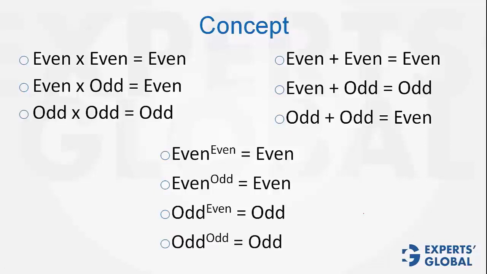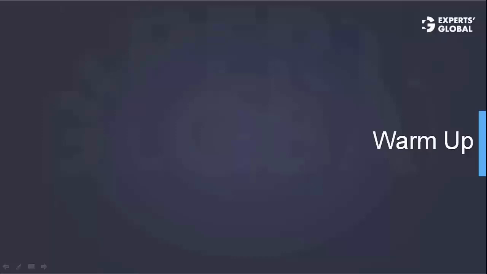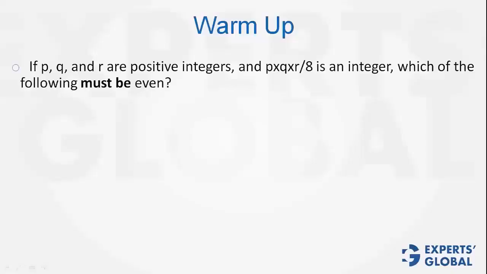A very basic concept, but some beautiful questions can be made on it. Let's warm up with some examples here. If p, q, and r are positive integers, and the product p times q times r divided by 8 is an integer, which of the following must be even?